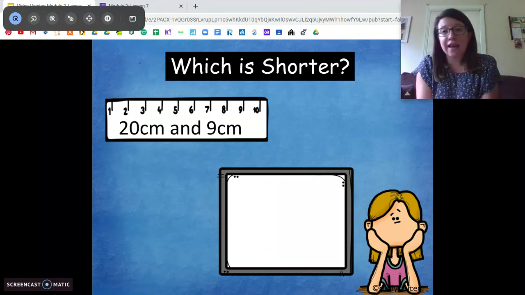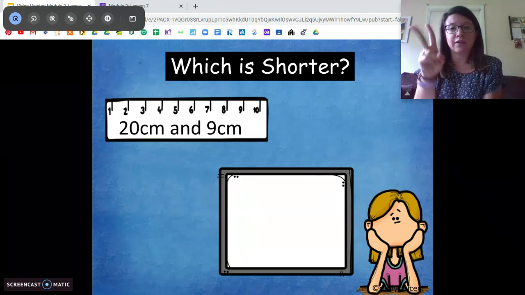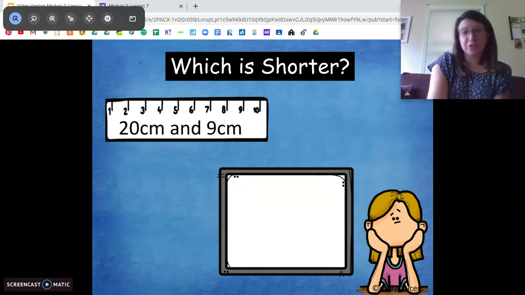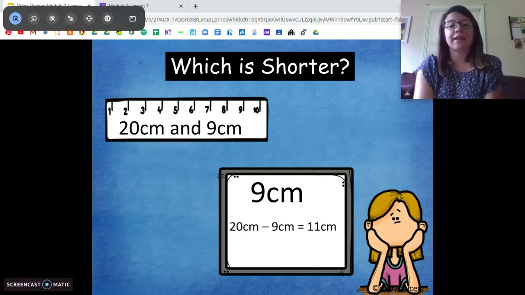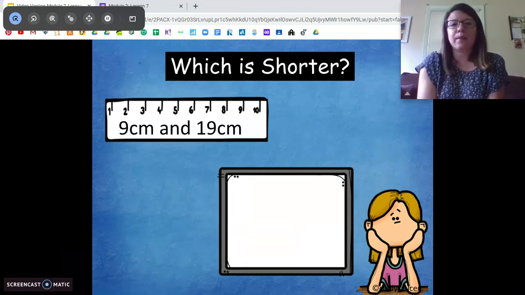All right, next one. 20 centimeters and 9 centimeters. Tell me which one's shorter, and then I want a number sentence telling me the difference. Pause. Ready? Which one is shorter? 9 centimeters. And the difference. We start with the bigger number. 20 centimeters minus 9 centimeters equals 11 centimeters. Awesome work.